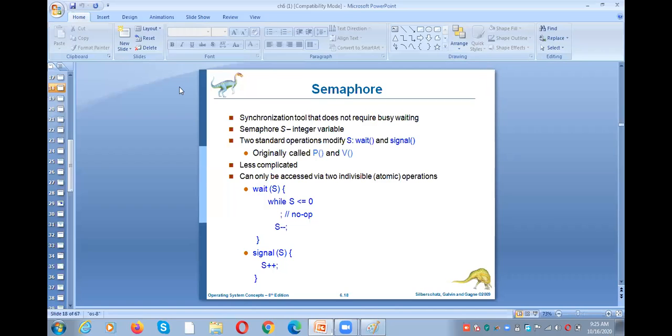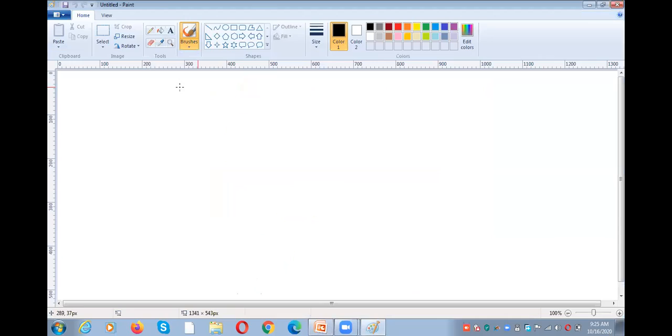So what are the operations we can perform on a semaphore? We can perform two operations on the semaphore: one is a wait operation and the second one is a signal operation. Initially, the semaphore S is set to 1.